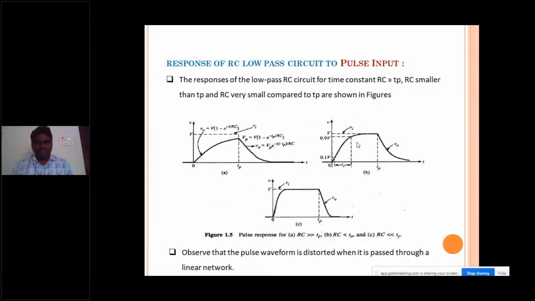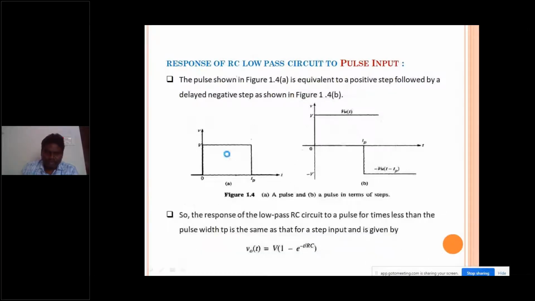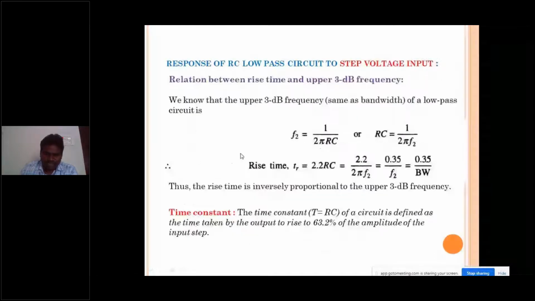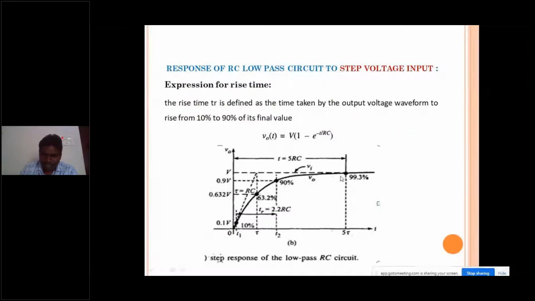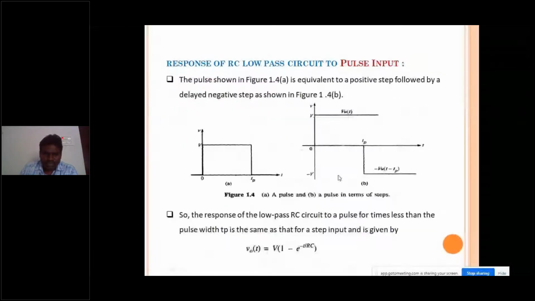Now you can see here, I'm just giving the output shapes. If I consider the input signal up to this particular time tp, that means the time less than tp, this input signal seems to be like a step input. When it seems to be like a step input, I can simply draw the waveform, which I have given here. If I apply a step input, the output curve is an exponential curve. That is what is indicated here.